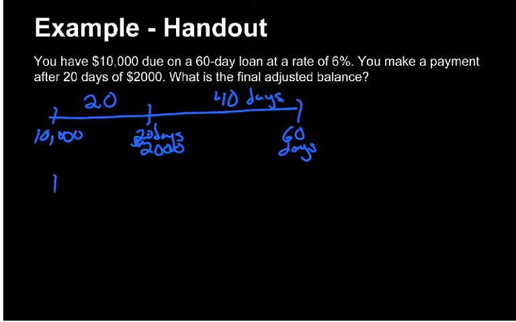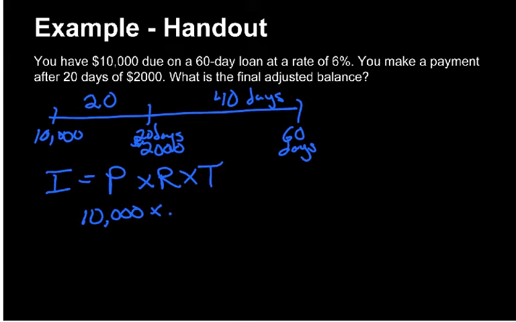So we're going to start out with our interest formula. Interest equals principal times rate times time. So if we fill in these numbers, 10,000, I'm working on the first 20 days before the partial payment, times the rate of 6%, times the time of 20 days out of 360. And again, we're using ordinary interest here because it's the most commonly used. When I multiply that out, I end up getting $33.33.